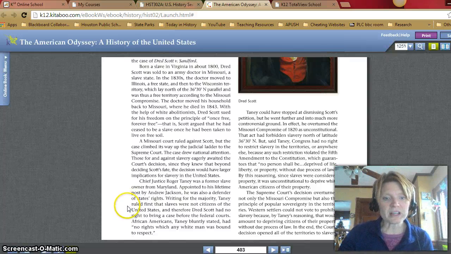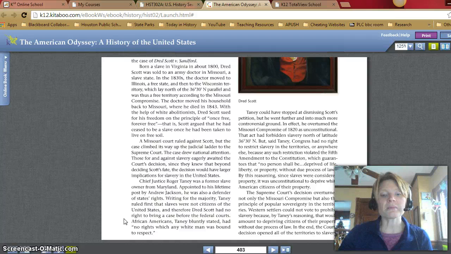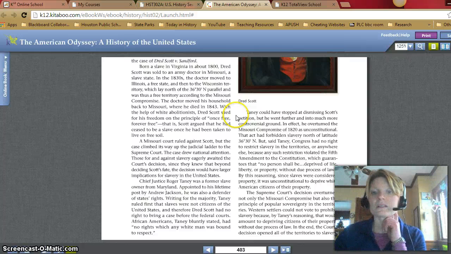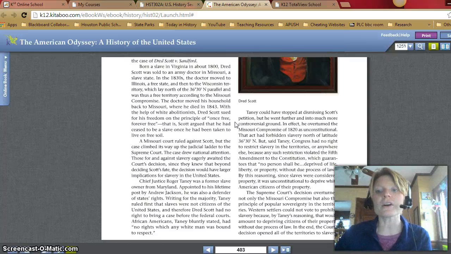Writing for the majority, Taney ruled first that slaves were not citizens of the United States, and therefore Dred Scott had no right to bring a case before the federal courts. African Americans, Taney bluntly stated, had no rights which any white man was bound to respect. And that is a powerful decision. Taney could have stopped at dismissing Scott's petition, but he went further, into much more controversial ground.